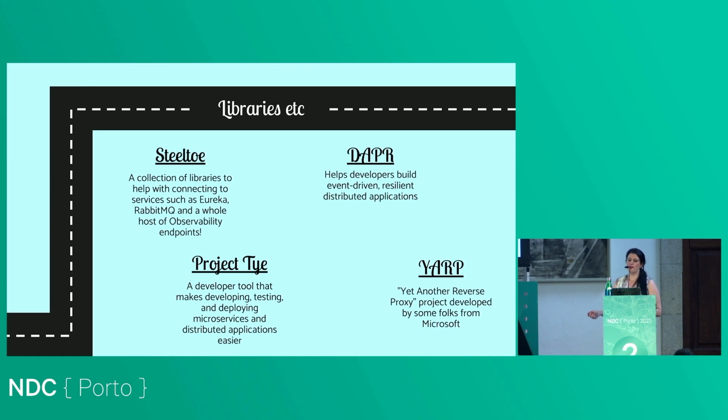YARP, yet another reverse proxy, is my favorite API gateway. I've got blogs on that, videos on that as well. It's really lovely to implement and configure. I just really enjoyed working with it if you want an API gateway. When something is good, it's well documented, easy to use, why not use it?